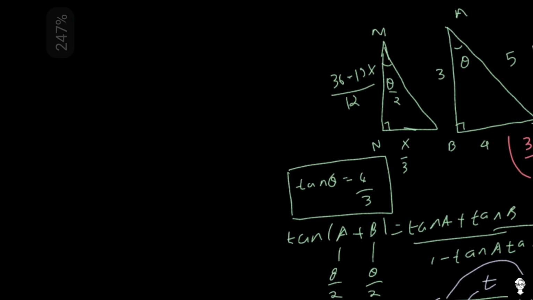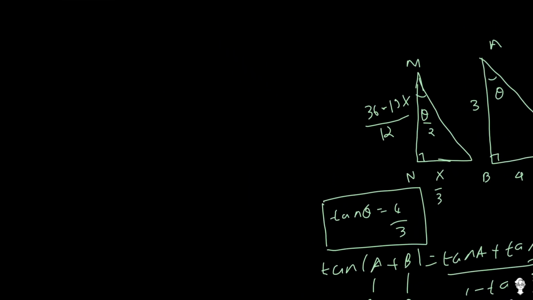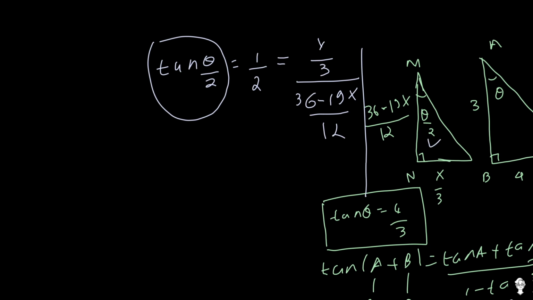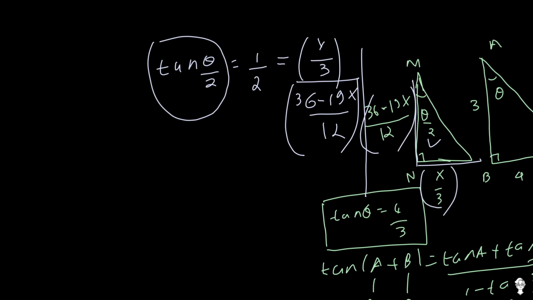So I will write this at the top. We have got the value of tangent of θ/2 equal to 1/2, and this would be equal to (x/3)/(36 − 19x/12). This came as the value of tangent of θ/2 using this right angle triangle: tangent of θ/2 is perpendicular upon the base, hence (x/3)/(36 − 19x/12).